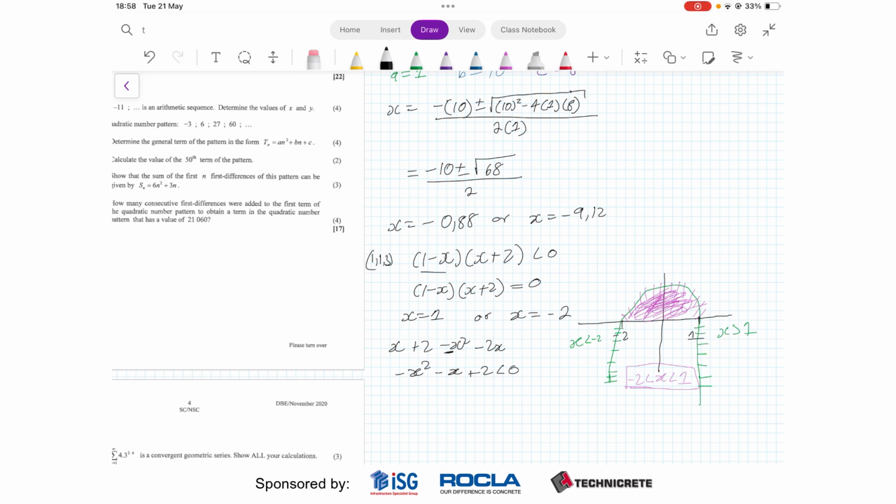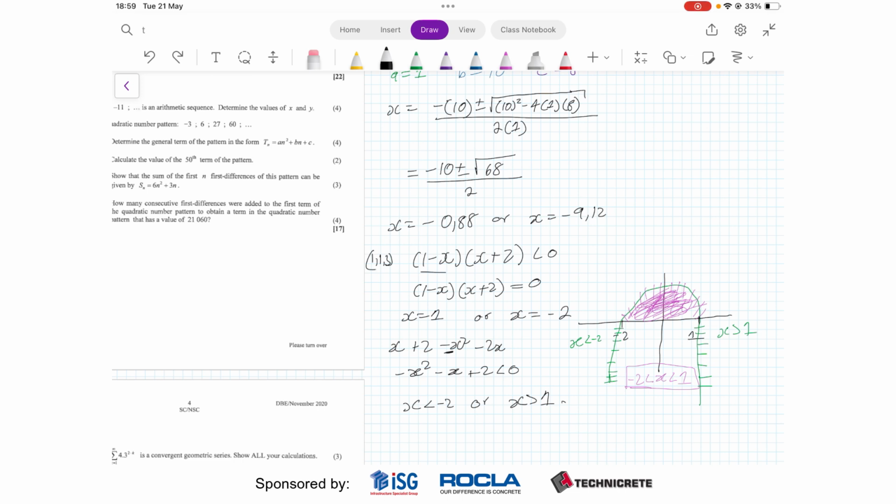Therefore, the final answer will be x must be less than minus 2 or x must be greater than 1. Now, don't make a mistake and put in the equality there, because the question asks for strictly less than 0. Therefore, your final answer should be strictly less than and strictly greater than, or strictly in between. It can never be equal to.